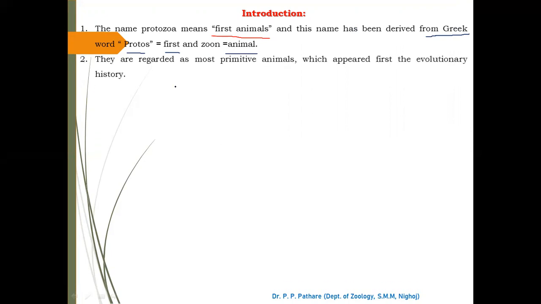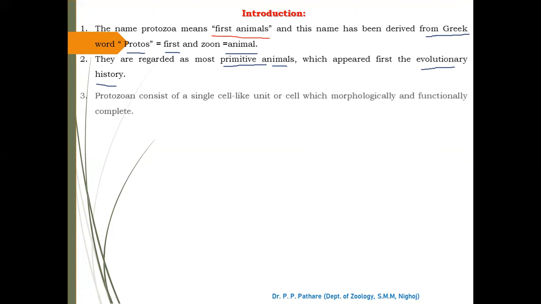They are regarded as primitive, meaning first, small in size, which appeared first in evolutionary history. This is very important. During the study of evolutionary history, we always find the protozoa or protozoan organisms kept in first rank during their classification or sorting of organisms. So they are called first and primitive animals.